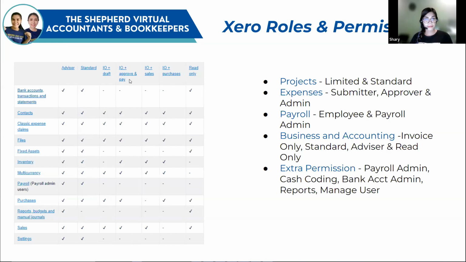So for approve and pay naman, wala ka rin sa bank account. Ang nadagdag na wala dito, ayun. So meron siyang inventory. Unlike nung sa draft, wala siyang access ng inventory. And then for the sales, wala siyang access ng purchases, na reports. Basically, sales ang access niya.